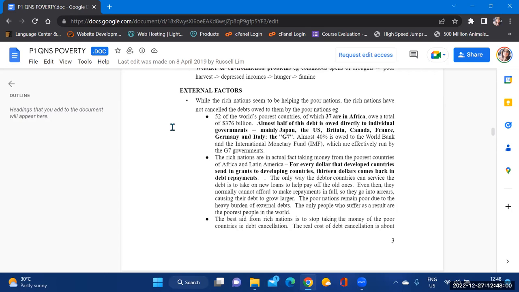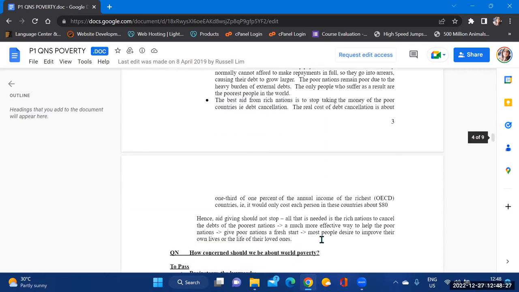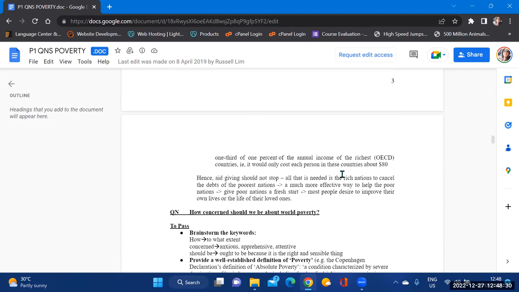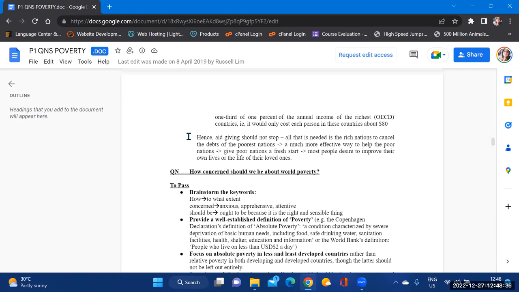External factors: while the rich nations seem to be helping the poorer nations, they have not cancelled the debts owed to them by the poorer nations. There are lots of examples you can use. So the best aid from rich nations is to stop taking the money of the poor nations through debt cancellation. The real cost of debt cancellation is about one third of one percent. All these statistics you can research up, through survey findings and so on.